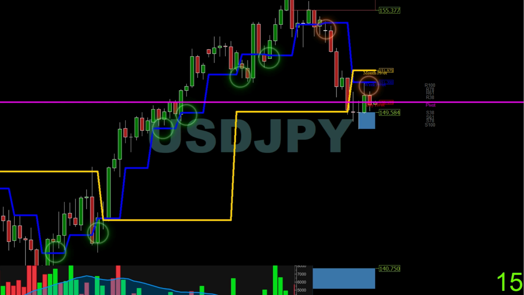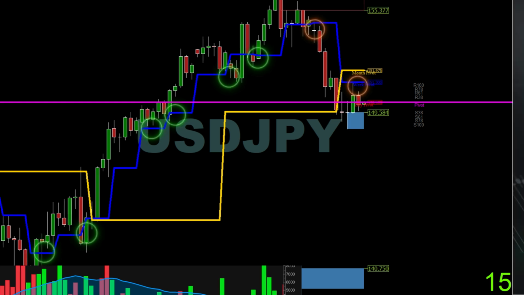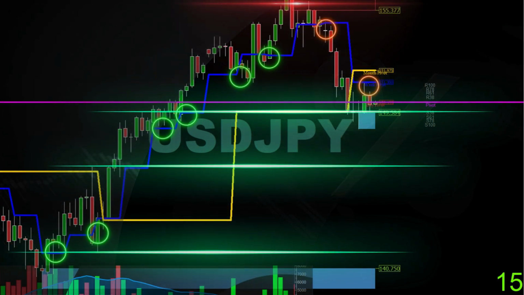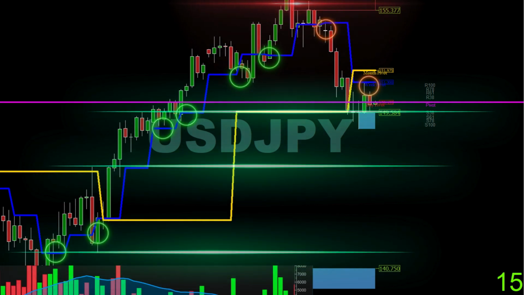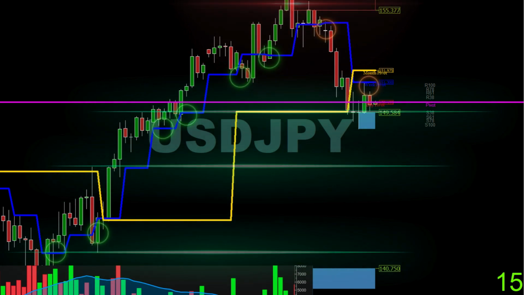Bonus tip: the pivot plus supply-demand combo. When a pivot level aligns with a major supply or demand zone, it signals high institutional interest. These areas often lead to the biggest moves in price.